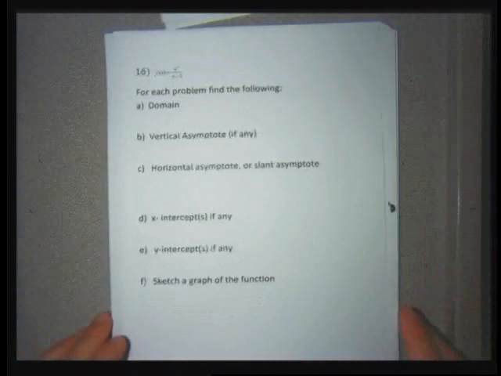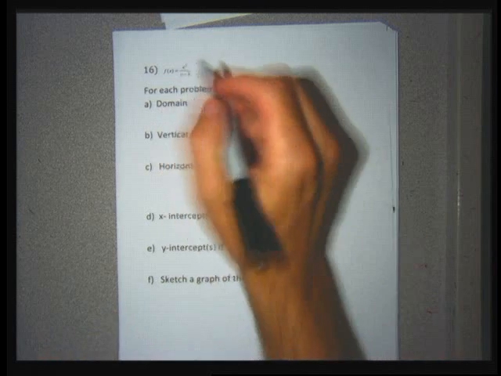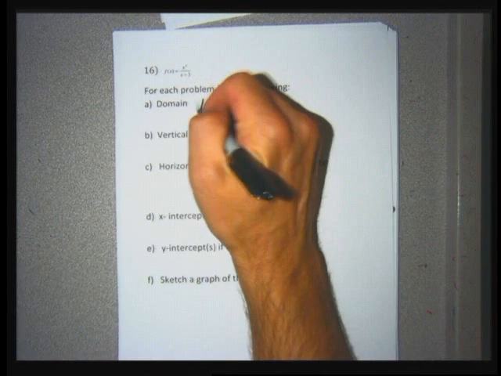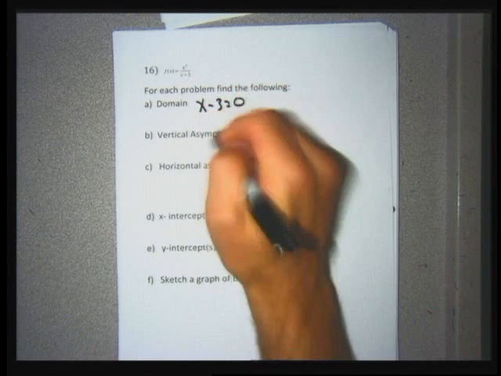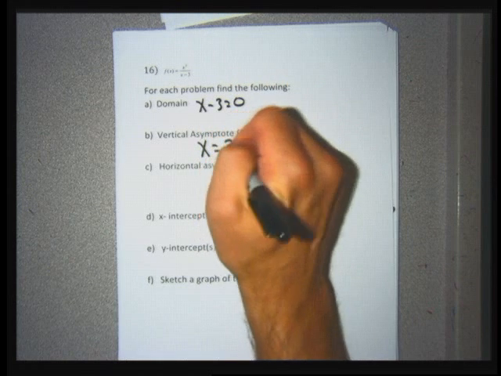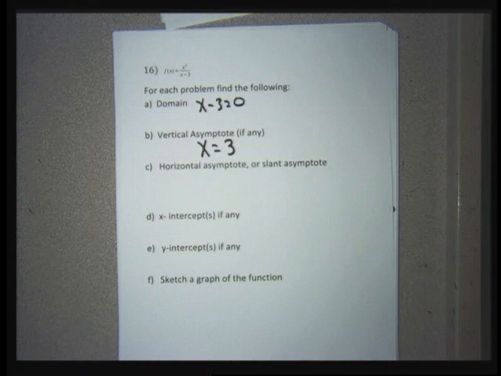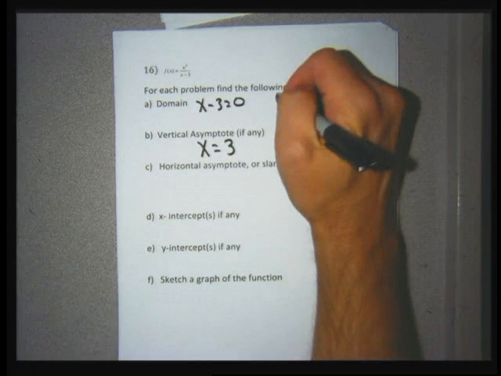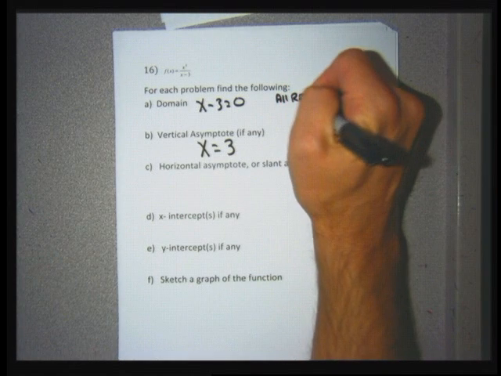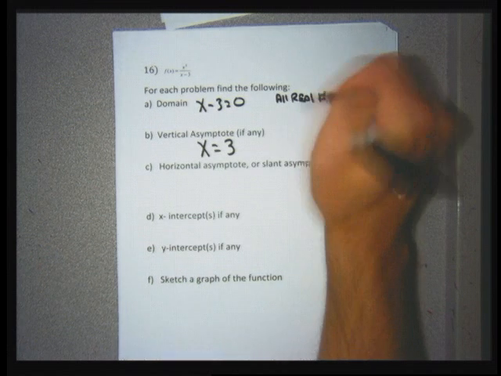Only a few more of these left. Another slant asymptote. For the domain for problem 16, I take the denominator x minus 3, set it equal to 0. When you set it equal to 0, there's no factoring to do. You add 3 to both sides. The solution for that is the vertical asymptote of x equal to 3. The domain is all real numbers except 3.